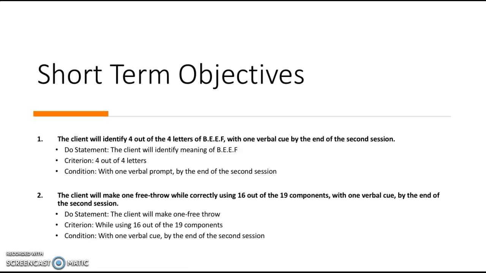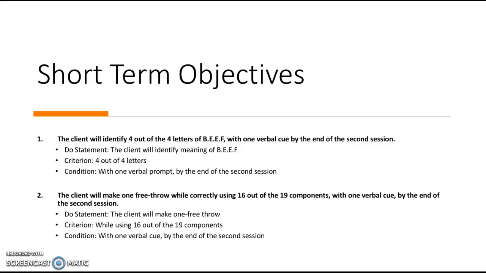These are my short-term objectives. The first one is that the client will identify 4 out of the 4 letters of BEEF with 1 verbal cue by the end of the second session. This acronym BEEF is really important when shooting a free throw, and it highlights the 4 main parts involved in shooting in general. So I chose to base my whole teaching sessions off of that acronym, and I felt it was super important to know every single word.